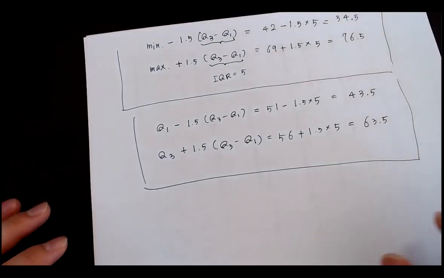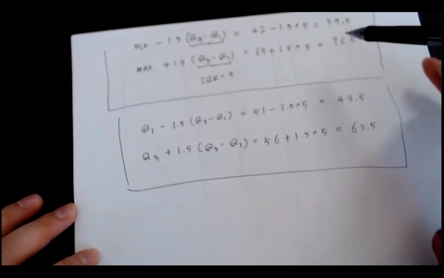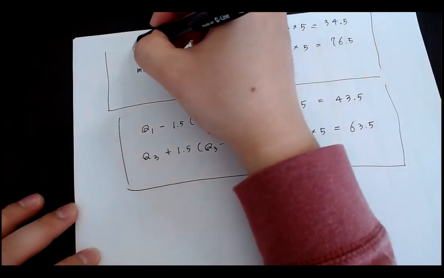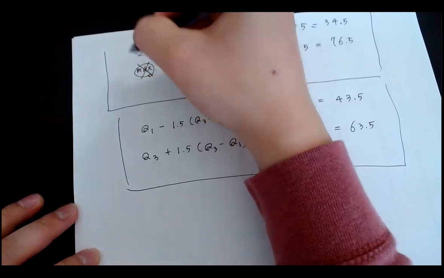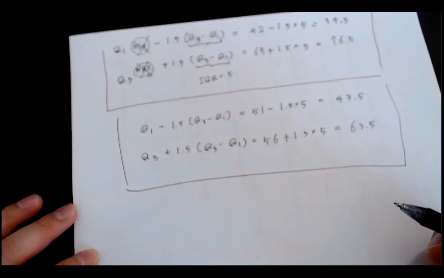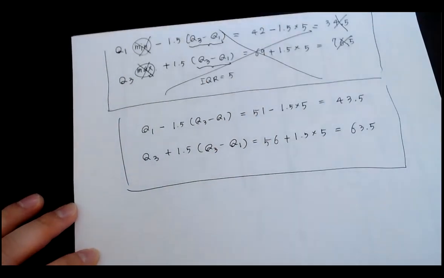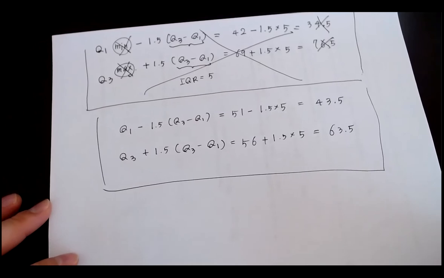Okay, I'm sorry about that. The numbers we got were wrong. So it's not the minimum, it's not the maximum. It should be Q1 and Q3. Okay, sorry. So this is completely wrong, and sorry for making you confused.